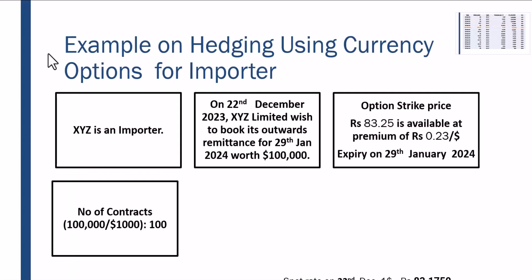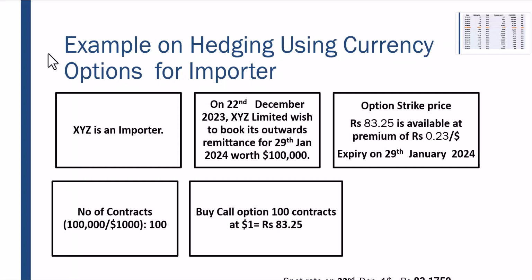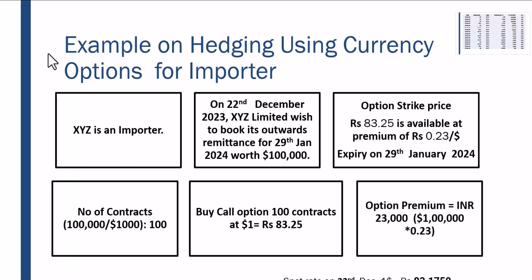I should not have looked at the margin. When you are buying a stock, then we look at the margin. Here, I don't have to pay any margin. So, buy a call option: 100 contracts at 83 rupees 25 paisa strike price, and the premium is 0.23. The option premium I have to pay is 0.23 into 1 lakh, 23,000. So I have to pay 23,000 to set up this trade.